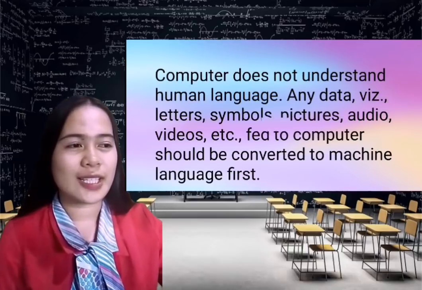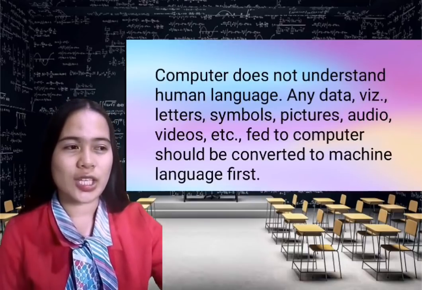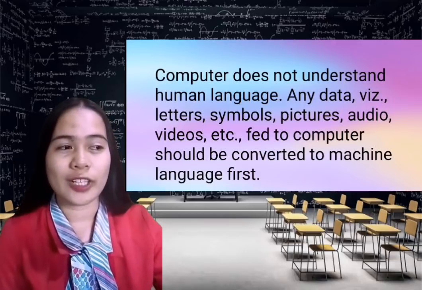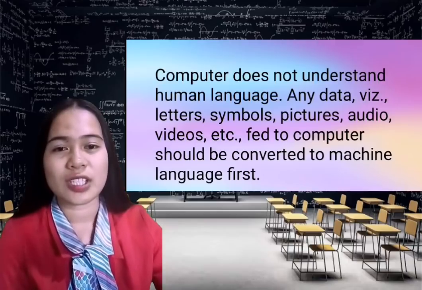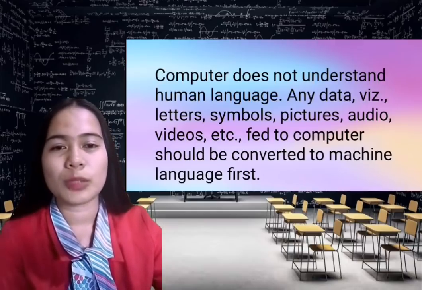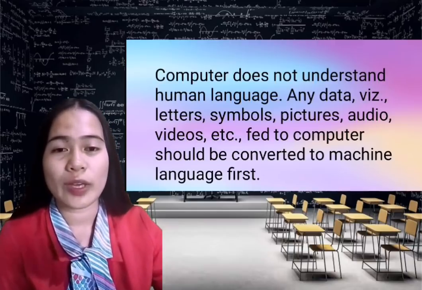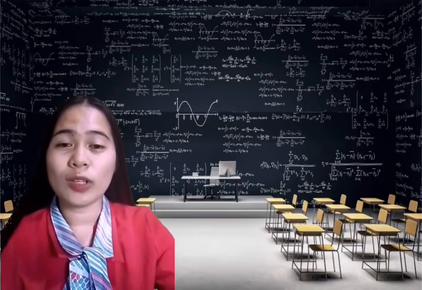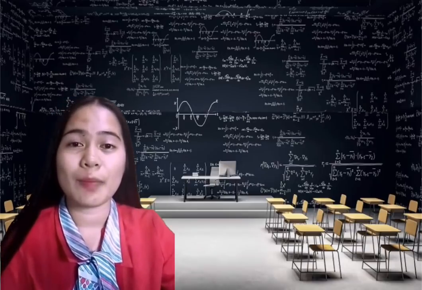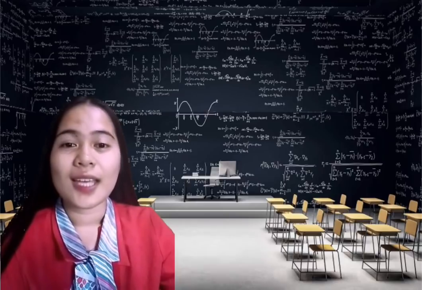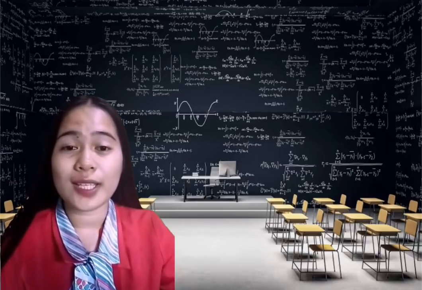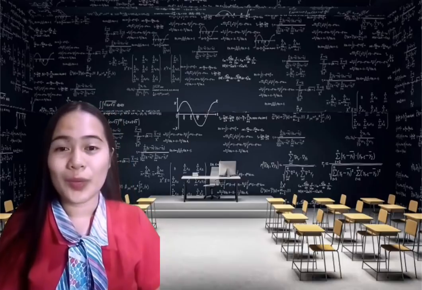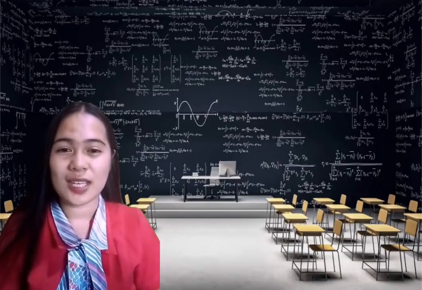So computer does not understand human language. Any data, viz or namely letters, symbols, pictures, audios, videos, etc. fed to computer should be converted into a machine language first. Machine language is the only language that a computer is capable of understanding. It is the collection of binary digits or bits that the computer reads and interprets. We will understand what is binary digits and bits as we go along with our discussion.